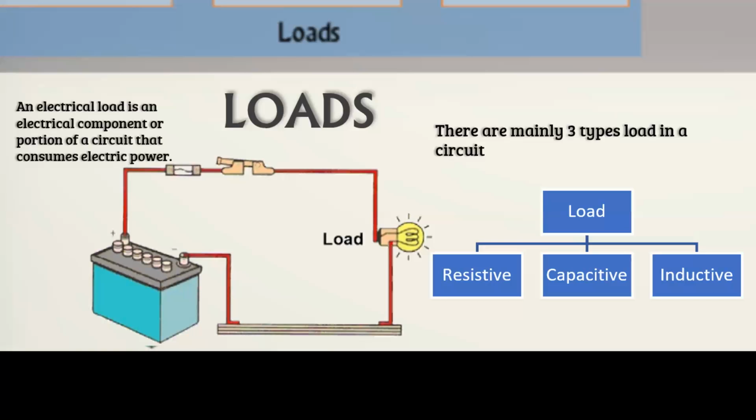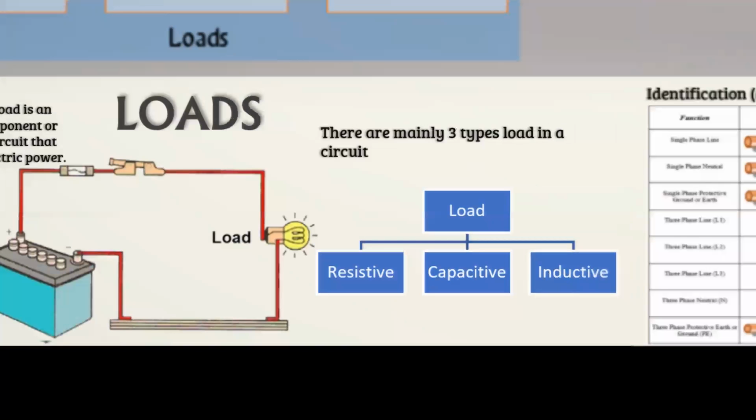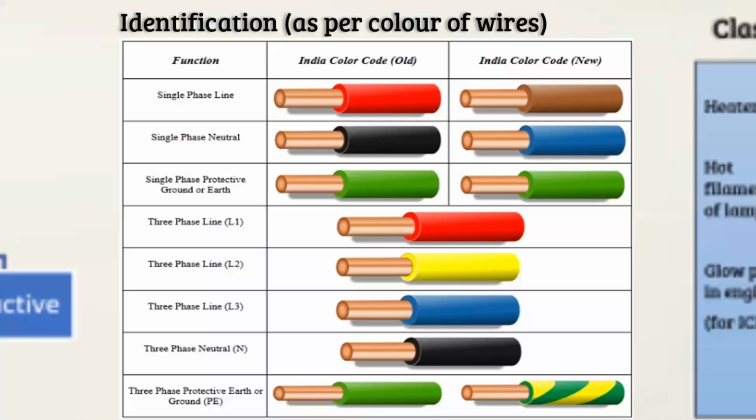Now moving on, how we can identify these loads. We can identify these loads in case there is nothing given in the circuit. So we can identify it by the schematic diagram, if it is given, and if it is not there, then we can identify it as per the connections, as per the wire connections.